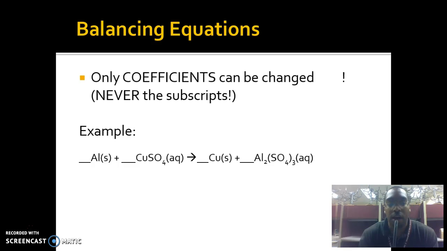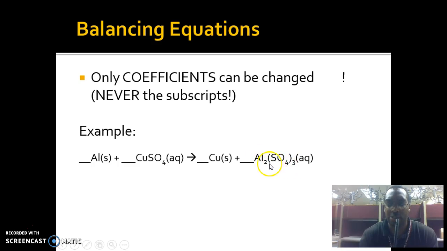Okay, I'm going to go ahead and work out this example here for you and show the particular way to balance an equation. Remember, in doing this, you can only change the coefficients. You can never change the subscripts in the compound. Now we know where they come from. They come from the crisscross, like right here.